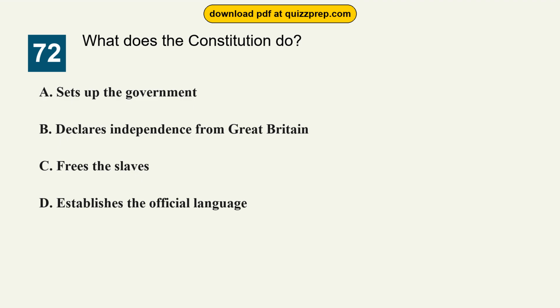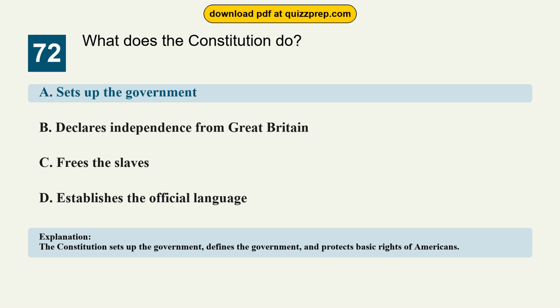Question 72. What does the Constitution do? Option A, sets up the government. Option B, declares independence from Great Britain. Option C, frees the slaves. Option D, establishes the official language. The correct answer is option A, sets up the government. The Constitution sets up the government, defines the government, and protects basic rights of Americans.